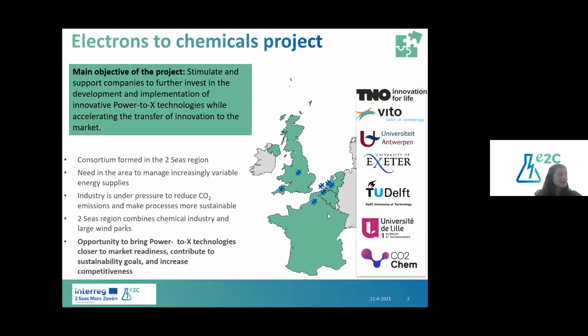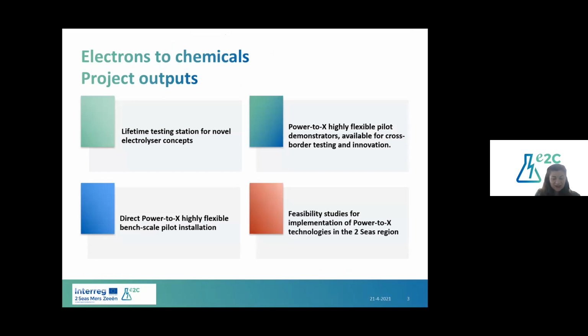They set out, as the main objective for the project, to stimulate and support companies to invest in the development of different power to X technologies and to bring innovation to the market. And this is how the project Electrons to Chemicals was born. The project sets out to not only develop technologies, but also develop infrastructure. And this is why we are here today: to share with you what progress we have made in developing infrastructure for research in power to X technologies, and also to share the challenges that we have faced.